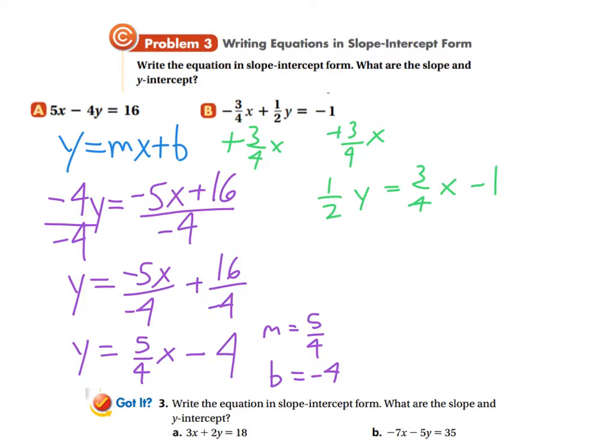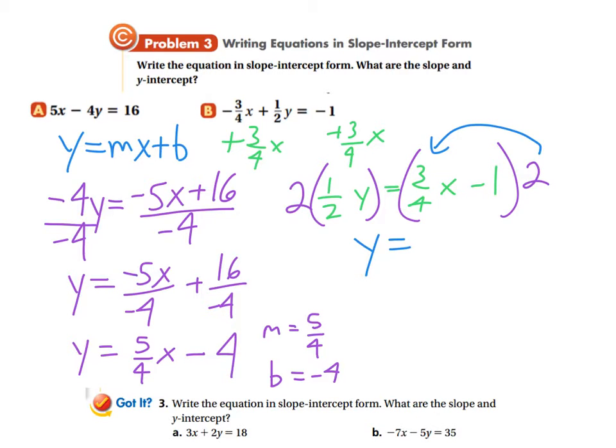So multiplying by 2 is going to be a much nicer way to deal with that 1/2 than dividing by half. Dividing by half, you're going to get fractions and fractions, which is kind of a mess. So multiply by 2, the reciprocal of 1/2 instead. That gives us the single y that we want. Now I do need to distribute the 2 over this subtraction.